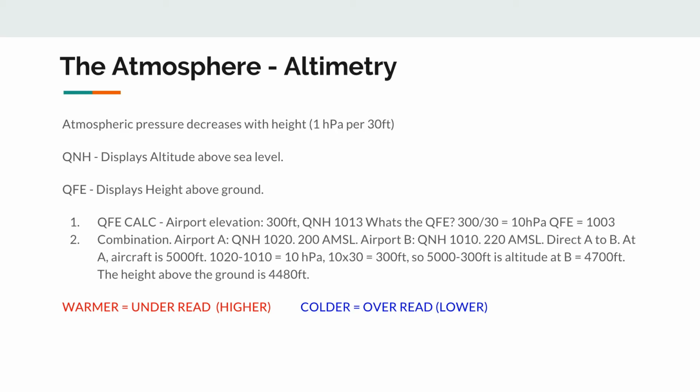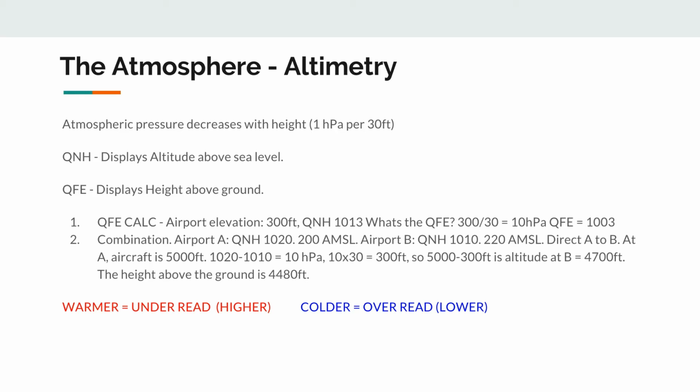And the height above the ground, well, because the height above mean sea level at airport B is 220 feet, you take that away from what we got, which is 4,700 feet, and you get 4,480 feet, so it's all quite simple there. And for that last part of that question, we just applied the same calculation to what we did towards the end of part 1.